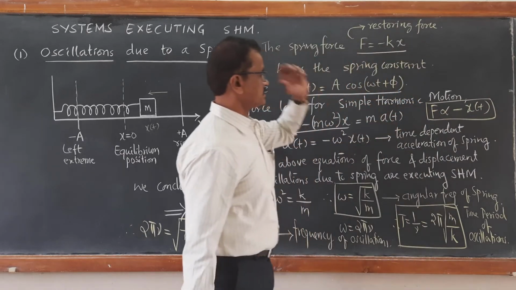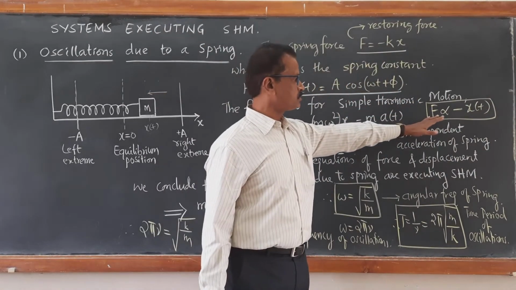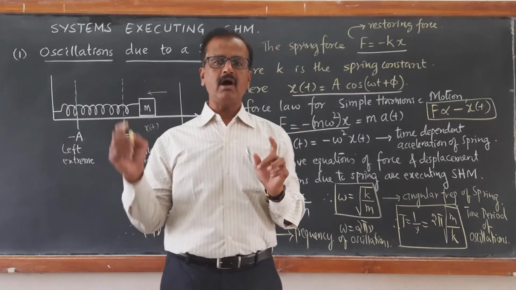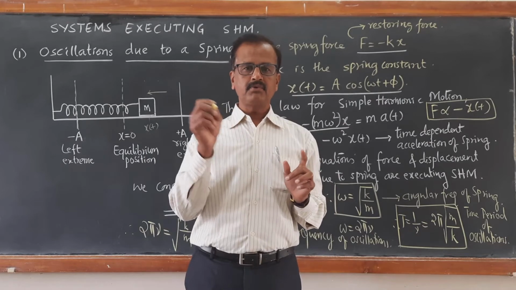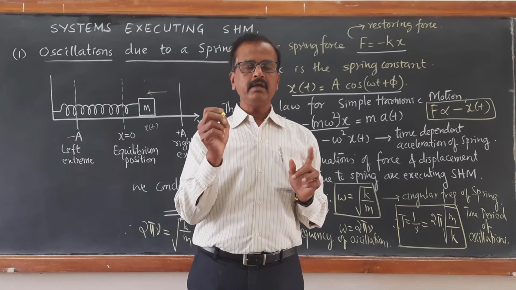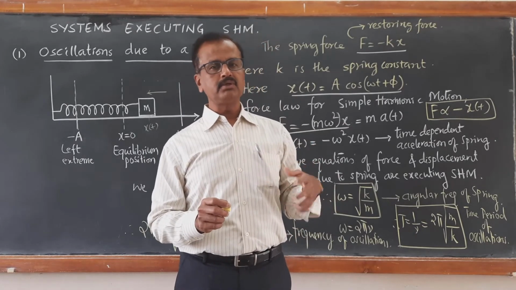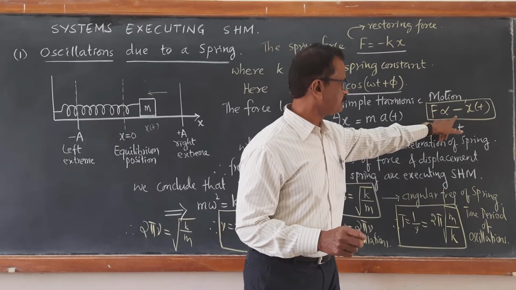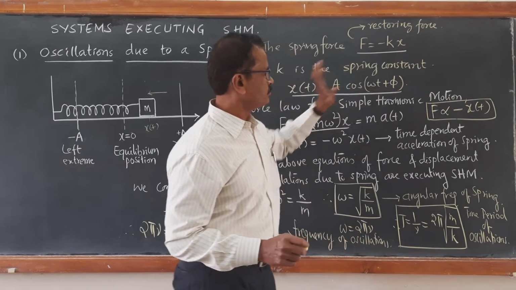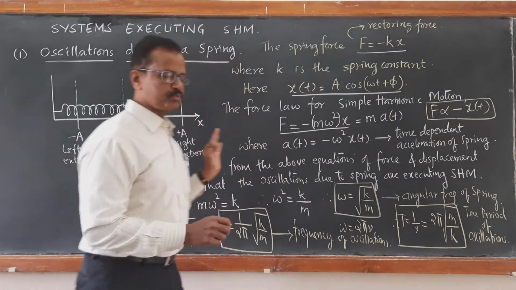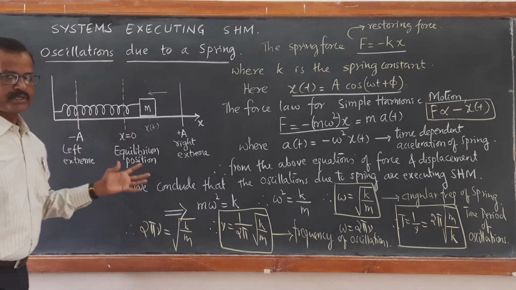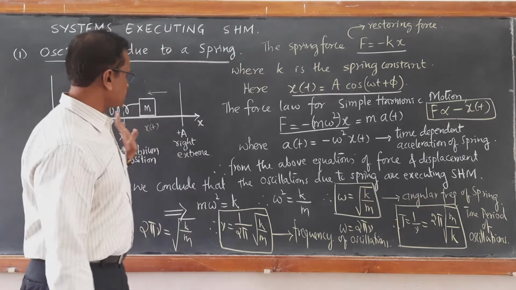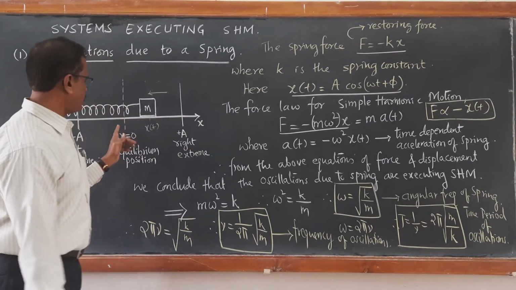Since it obeys the force law for a SHM. What is that force law for SHM? Force acting on an oscillating body must be directly proportional to the displacement, and it should be in the opposite direction of displacement. So from these conditions we say that the oscillations of the spring are simple harmonic in nature, provided these oscillations are to and fro about the mean position.